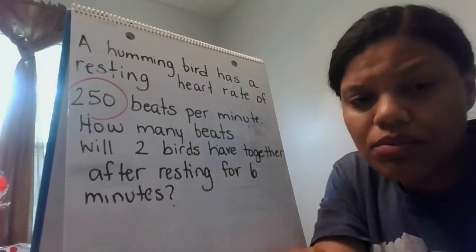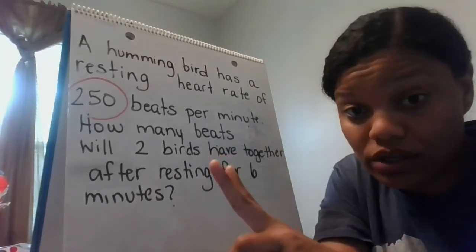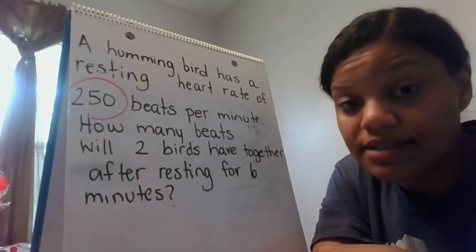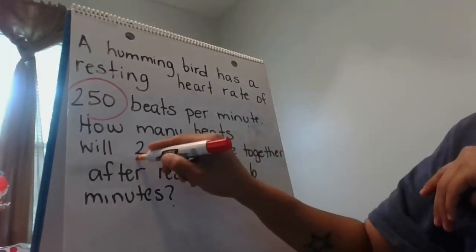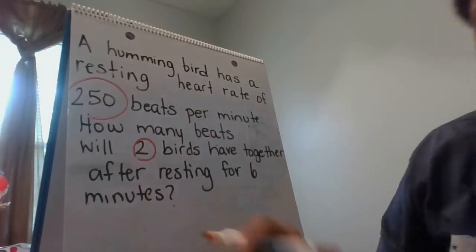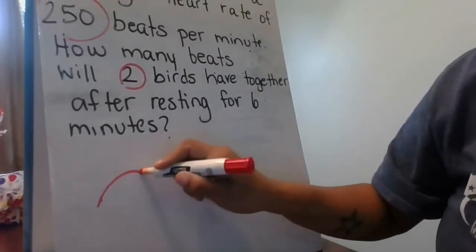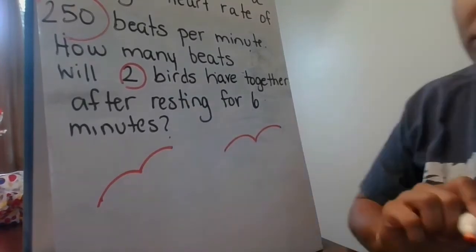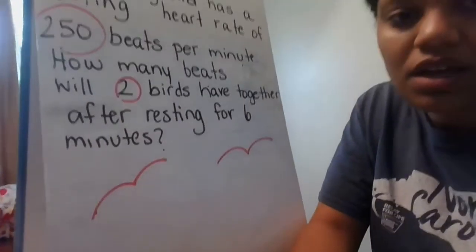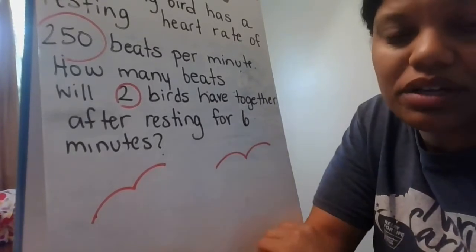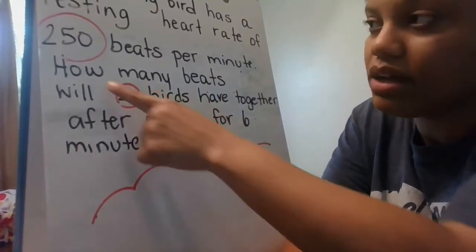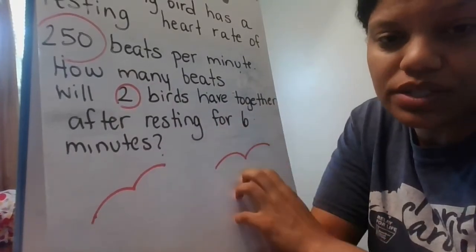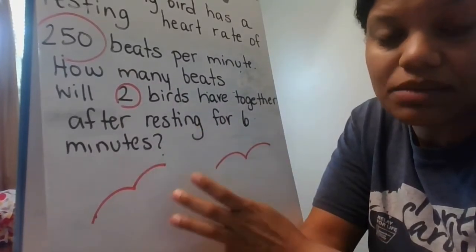Now it wants to know how many beats will 2 birds have together after resting for 6 minutes. So in this problem, I have not just one, that's my bird, but 2 birds. I want you to take a minute and see if you can maybe add to my picture. Think about what it's telling me. Well, he has 250 beats per minute, and so does this bird. How can I start to add that to my picture?